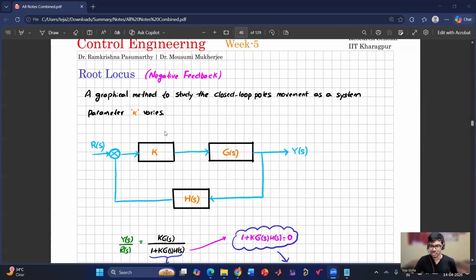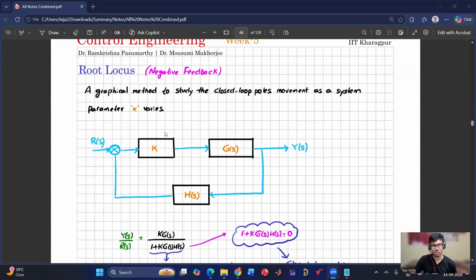First of all, we have discussed negative feedback. Although root locus is applicable for positive feedback, some of the rules are a little bit different. Since that is not covered in the class, I have not covered it in the session. And as far as this course, only negative feedback systems will be asked for root locus.